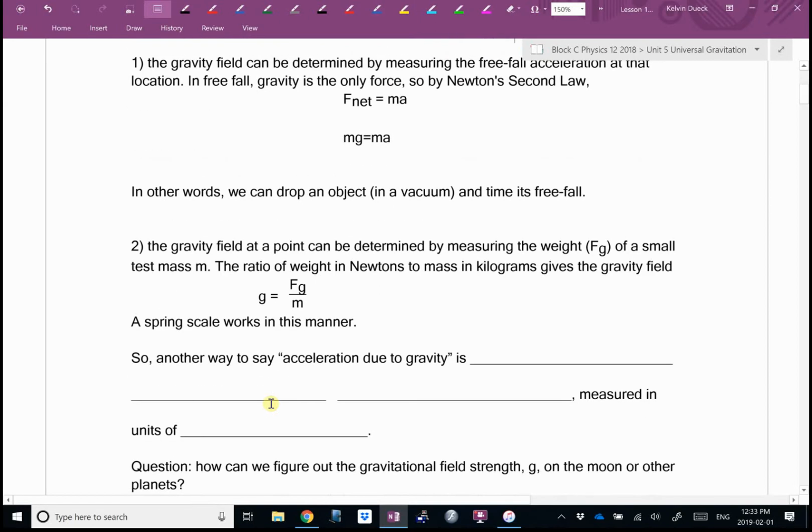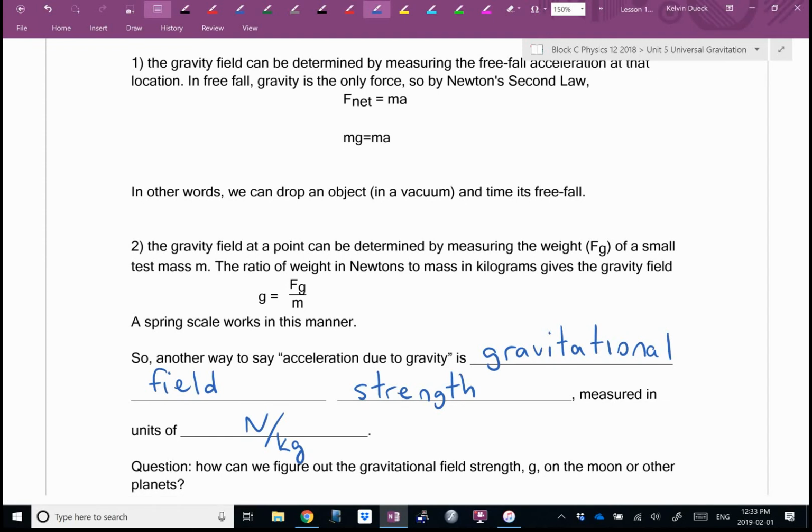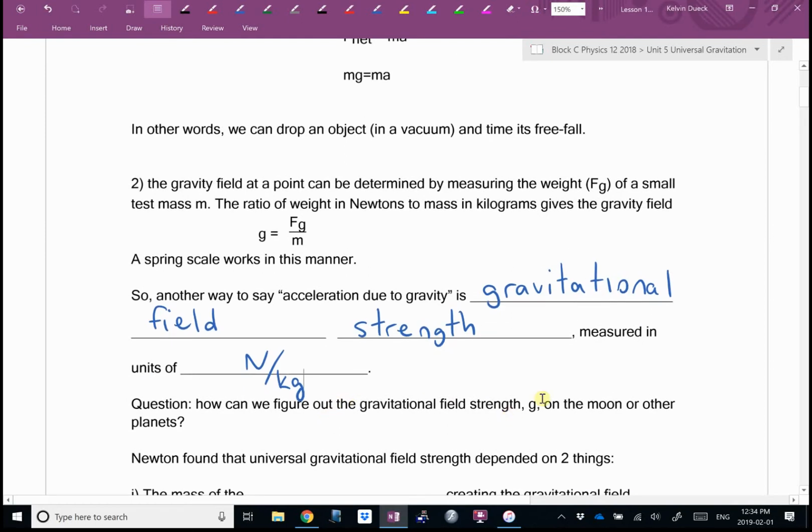Okay. So, first of all, another way to say acceleration due to gravity is, you've heard me say this phrase, gravitational field strength, measured in newtons per kilogram. Another way to write acceleration, so that means it's another way to write meters per second squared, but newtons per kilogram. And here's the question. How can we figure out little g universally? How can we figure out the gravitational field strength of planets that we haven't been on yet?